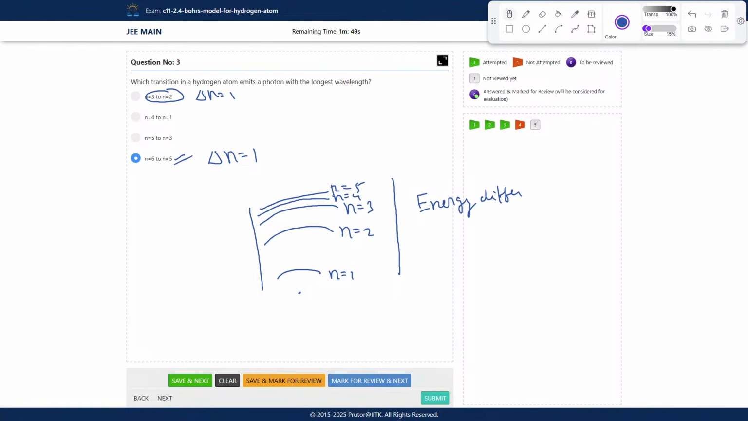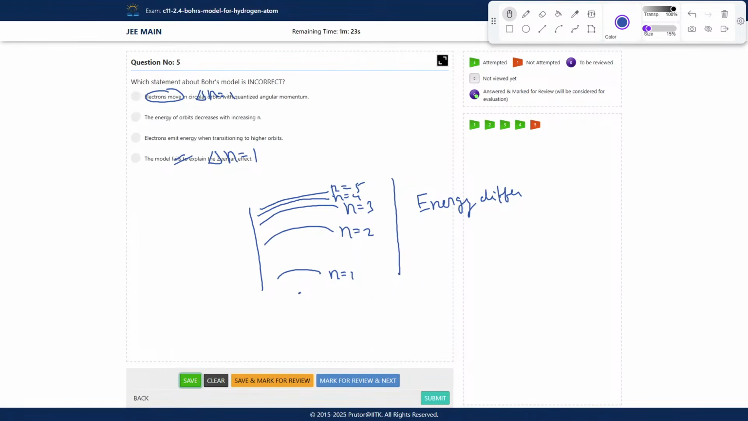Now moving on to the next one. We have already solved it: mvr equals nh by 2 pi. Now again, is this value of n equal to the principal quantum number? Yes, this n equals the principal quantum number.